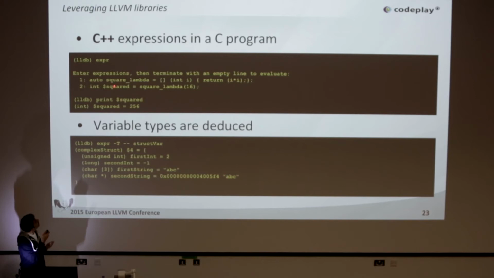So here we are declaring a lambda and just printing out the value here. And this is another example where I'm just trying to print out members of a structure, and you can actually do proper type deduction, print out the values, and this all works really well in LLDB.